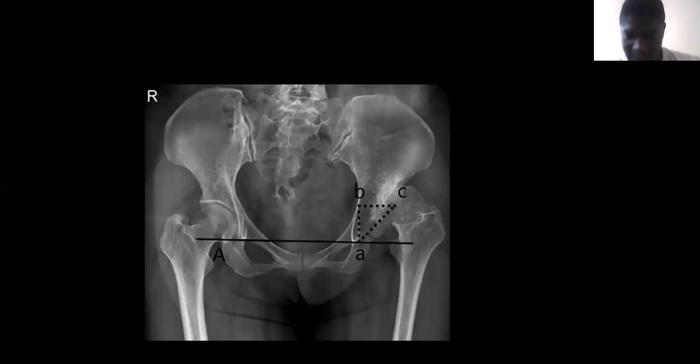So using this concept helps us locate the native, the true acetabulum. Then intraoperatively, we can also make use of an image intensifier to locate the true acetabulum if it proves difficult to locate it physically.